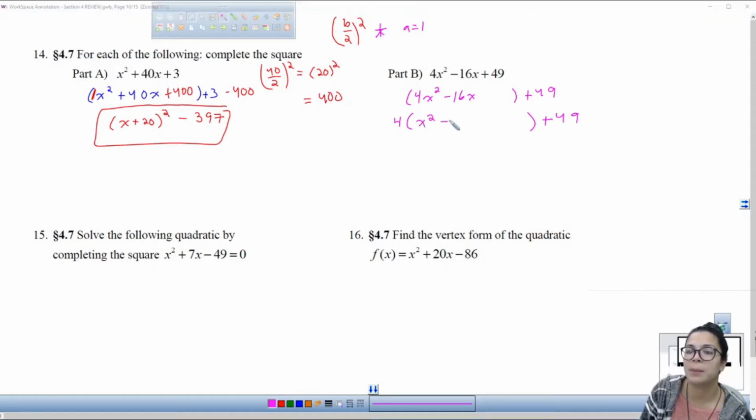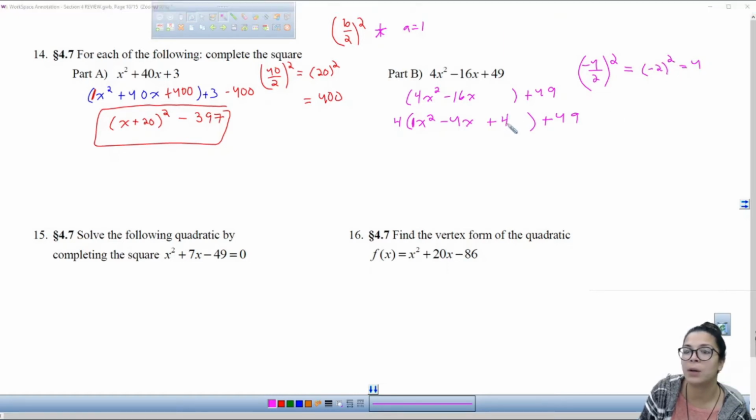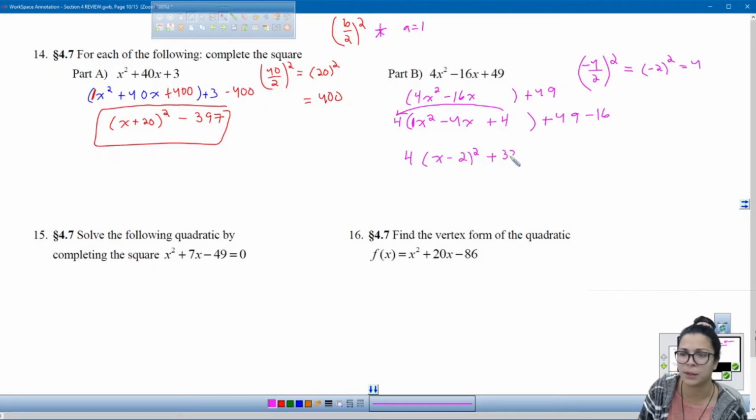So this would be x squared minus 4x. Now when the coefficient is 1, our b value is negative 4. We're going to take that, divide it by 2 and square it. So negative 4 divided by 2 is negative 2. Negative 2 squared is 4. So we're going to go ahead and add 4 here. And then, like before, what did we do? We subtracted 4 on the back, right? But this is not 4. It's 4 times 4. It's actually 16. So we have to subtract 16 on the back. So this is 4 times x minus 2 squared, right, if we factor that trinomial. And then 49 minus 16 is 33.